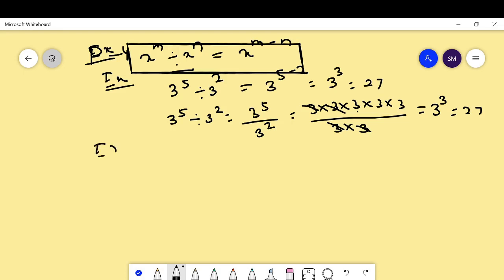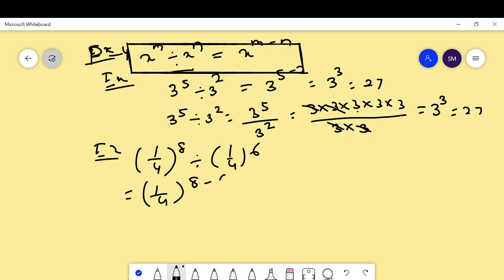Here another example says, suppose 1 upon 4 to the power 8 divided by 1 upon 4 to the power 6. Here this is division. You know, in case of division, exponents get subtracted. Then you get 1 upon 4 to the power 2. This means 1 upon 4 into 1 upon 4, which is equal to 1 upon 16.